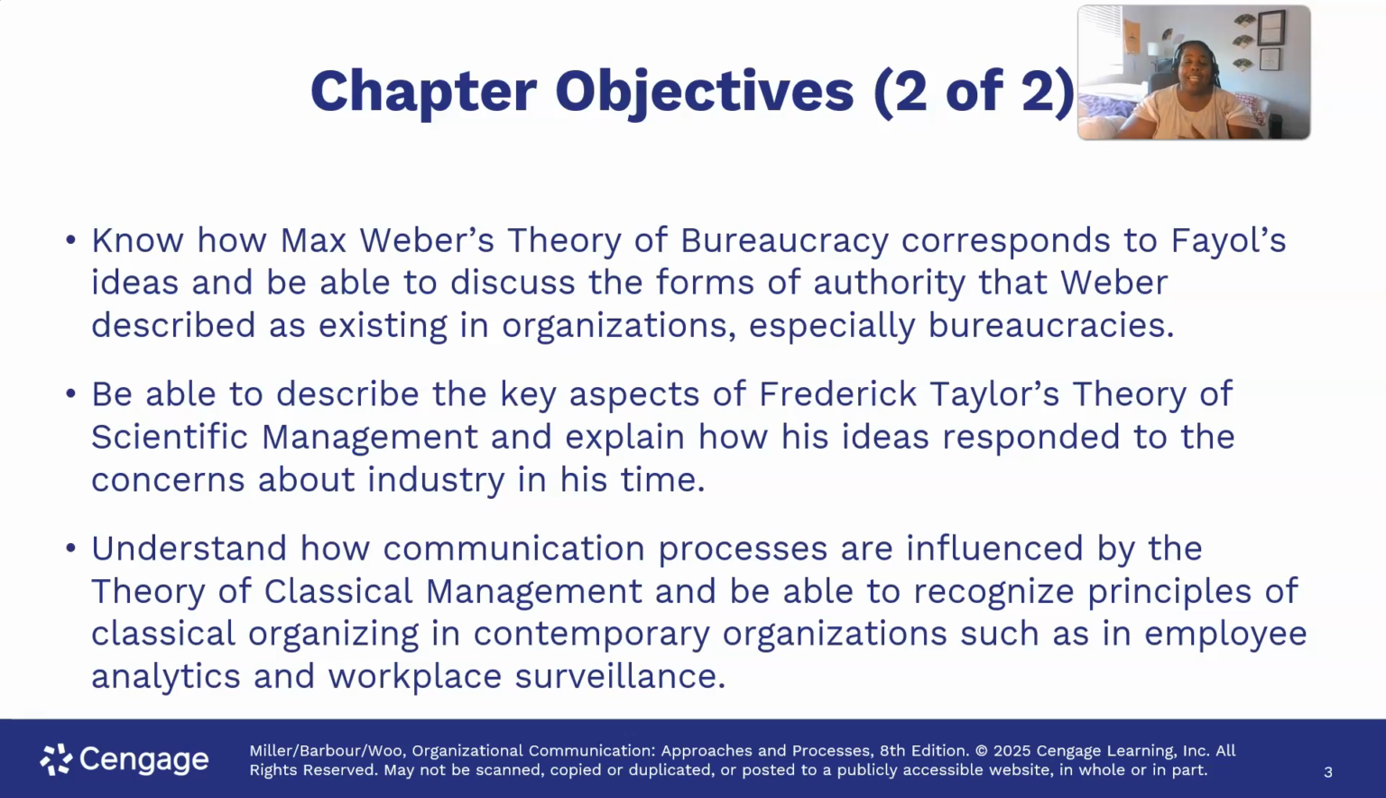Be able to describe the key aspects of Frederick Taylor's theory of scientific management and explain how his ideas responded to the concerns about industry at this time. So remember, we are taking perspectives from the early industrial age. If you think about it in that context, it makes a lot more sense. We're trying to figure out how we go from family organizational structures to mass production and large organizations, how to manage people, and how to run those businesses effectively.